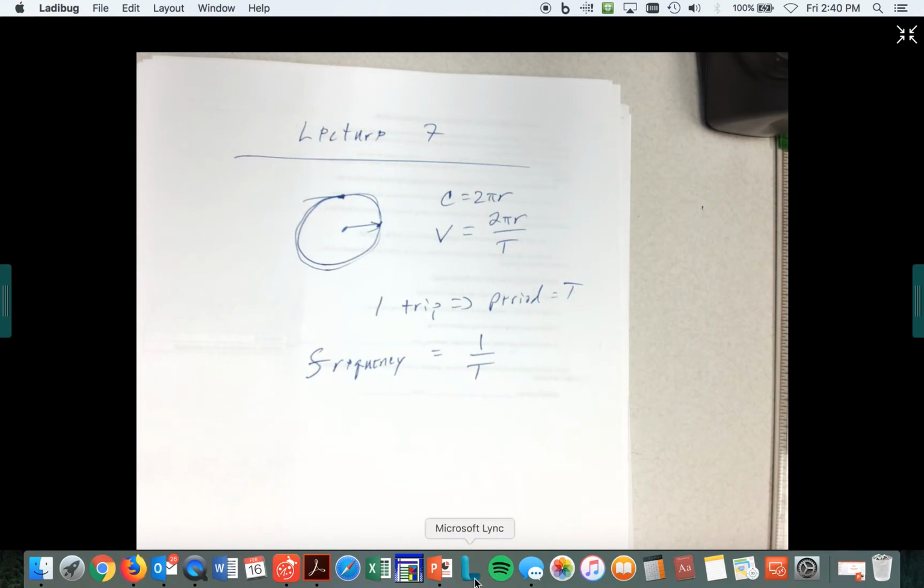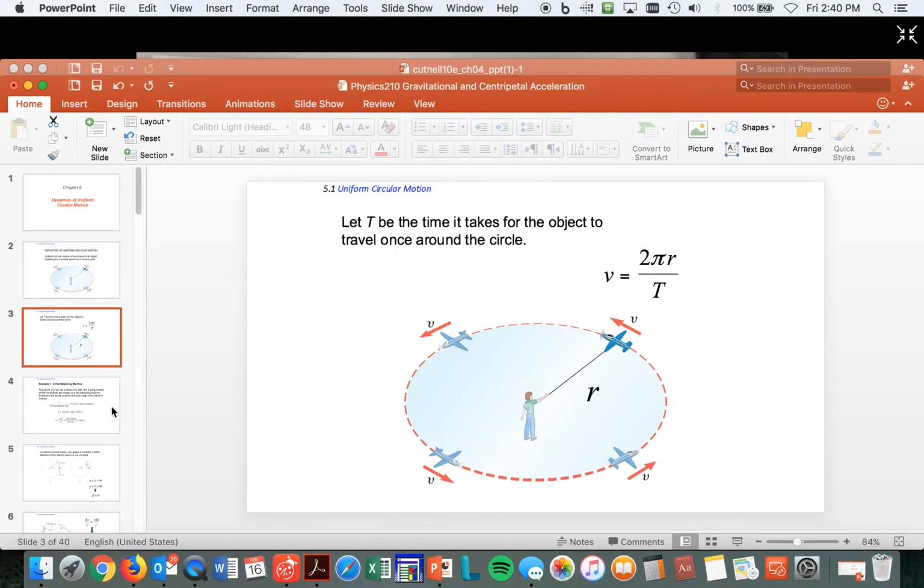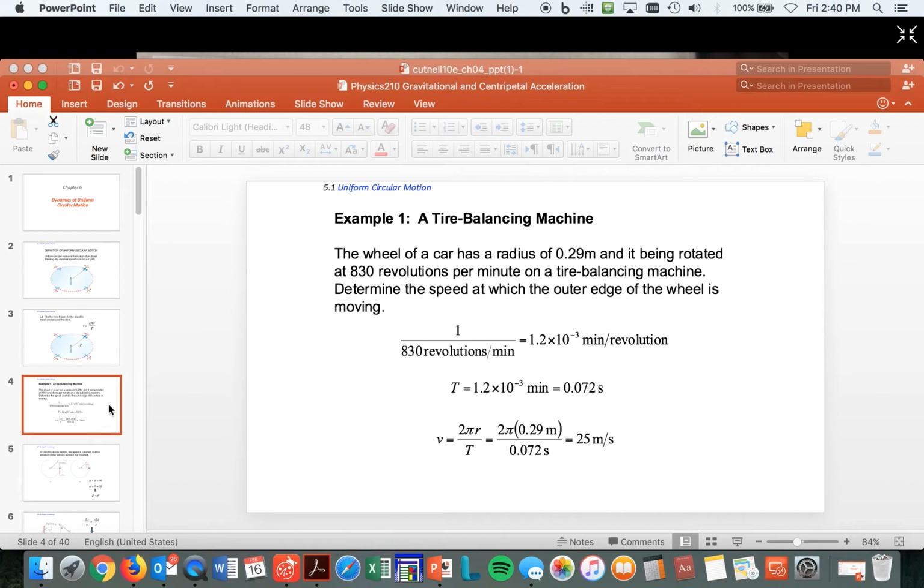So let's go back here. A tire, the wheel of a tire, has a radius of 0.29 meters and is being rotated 830 revolutions per minute on a tire balancing machine. Determine the speed at which the outer edge of the tire is moving. Ooh, that's the speed at which it's moving. This is a great problem.